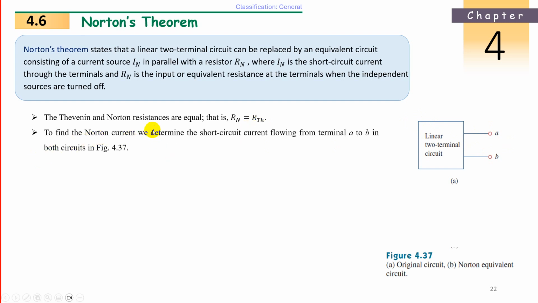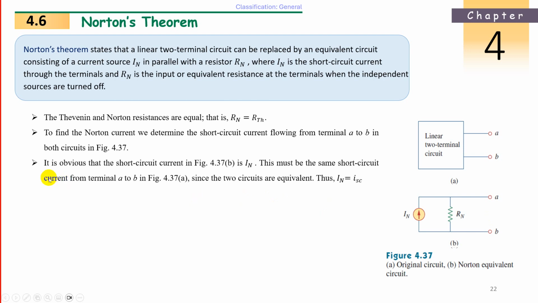To find Norton's current, because IN is what we need, we determine the short circuit current flowing from terminal A to B in both the circuits. So across A and B we have a short circuit, and we have to find what current will flow. Okay, so that is IN. So check the other circuit. Here also, IN is nothing but the current flowing across A and B when it is short circuited in the original circuit.